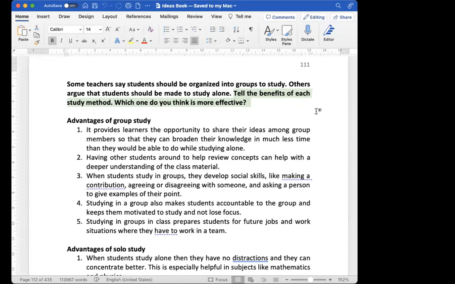Is it a problem solution? No. Then it is a direct question essay. That's the only one that's left. Direct question. Okay. It's a direct question essay. You have to tell the benefits of each method.